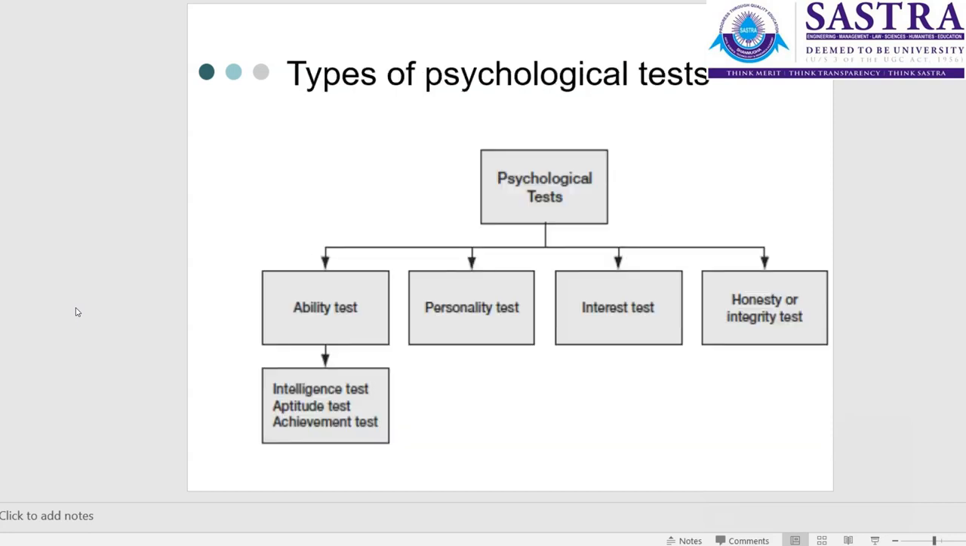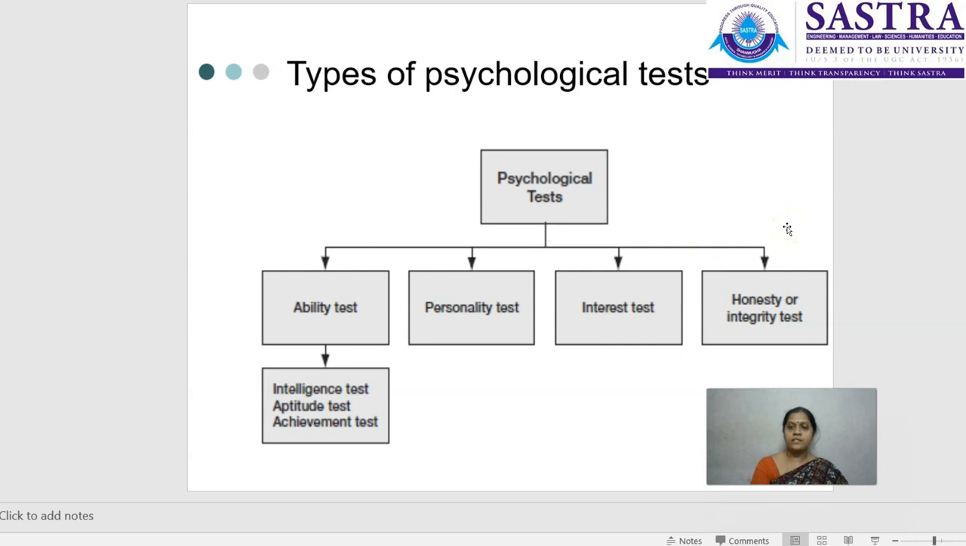And these are the different types of psychological tests that the selection process includes. The psychological tests include ability test, personality test, interest test, and honesty or integrity test. And the ability test, in turn, includes intelligence test, aptitude test, and achievement test. So these are the different types of psychological tests that are conducted during the selection process.